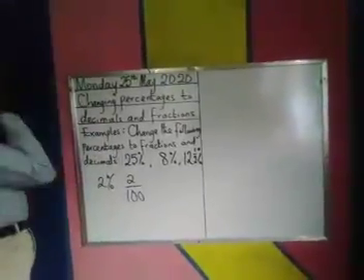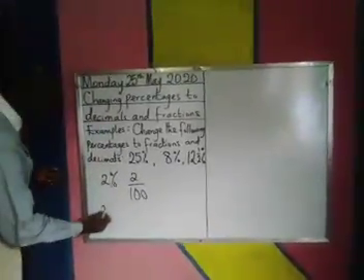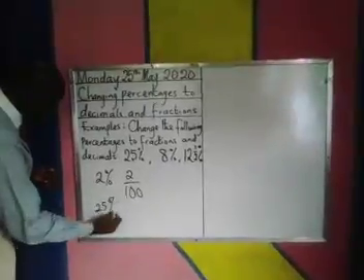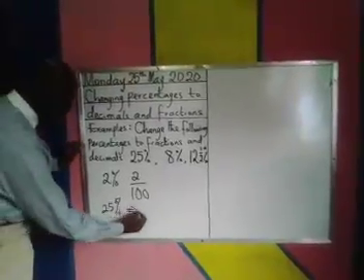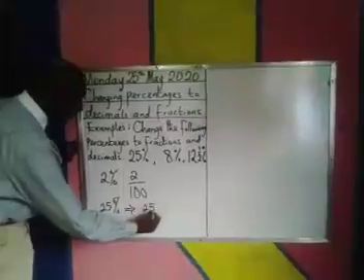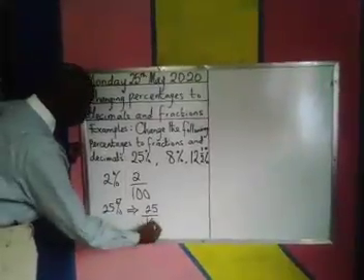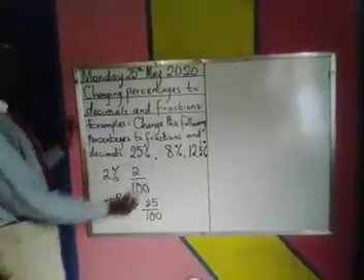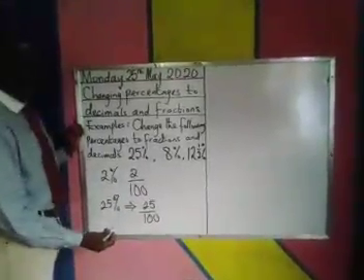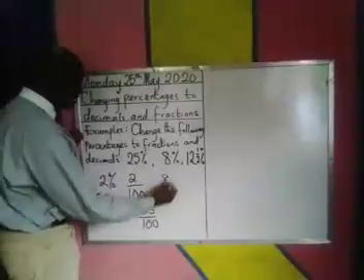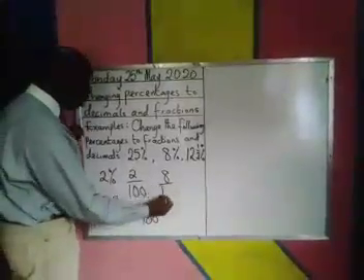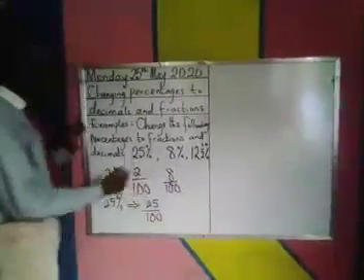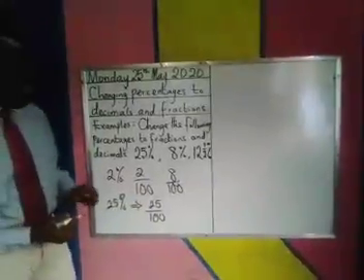So in this example now, we have 25%. This simply means 25 over 100. That's 25 out of 100. Then what about 8%? What will it be then? Okay, it will be 8 over what? 100.